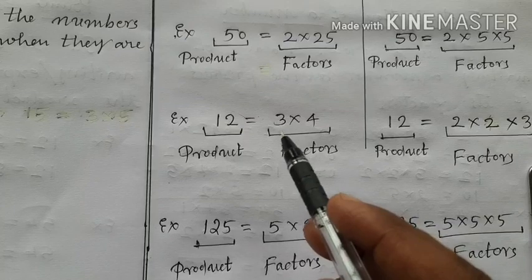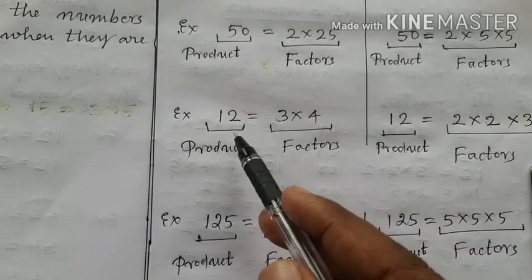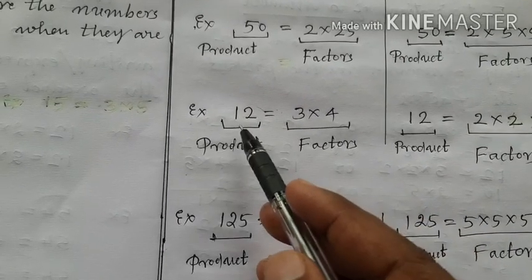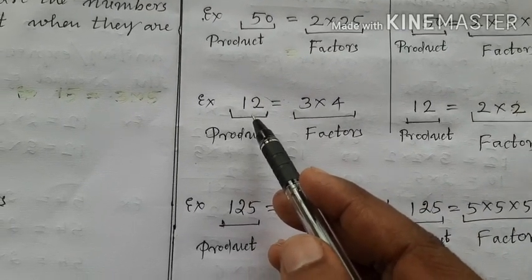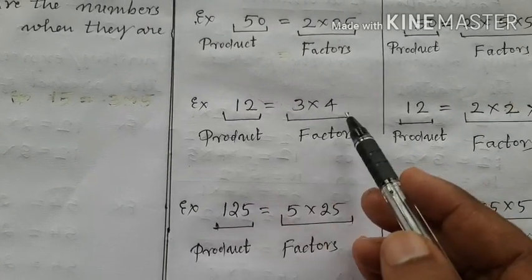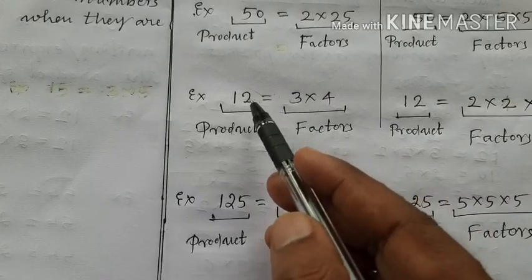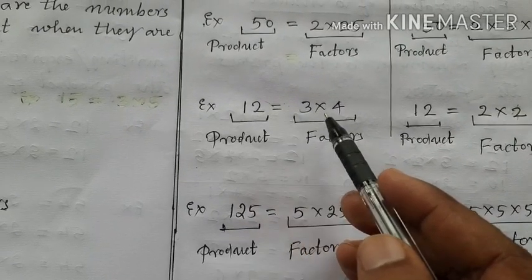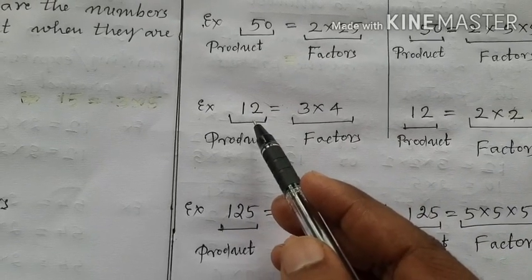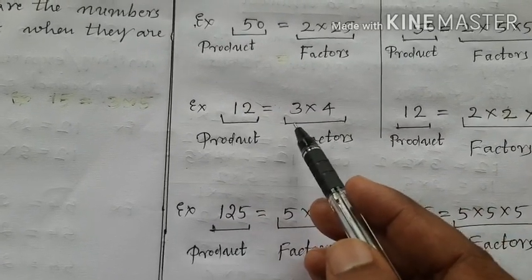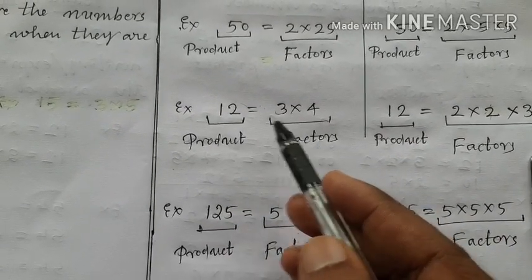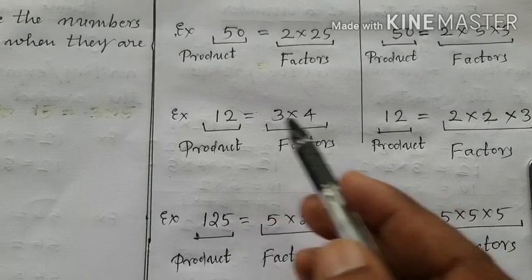Now you see, are 3 and 4 the factors of 12? Yes, because if we multiply 3 and 4, I get the product 12. Therefore, children, here 3 and 4 are factors of 12 because after the multiplication of 3 and 4, I get the product 12. In case after the multiplication of 3 and 4, I do not get the product 12, then 3 and 4 are not the factors of 12. However, here the product of 3 and 4 is 12. That is why 3 and 4 are the factors of 12.